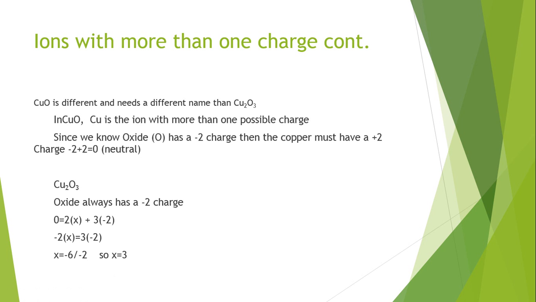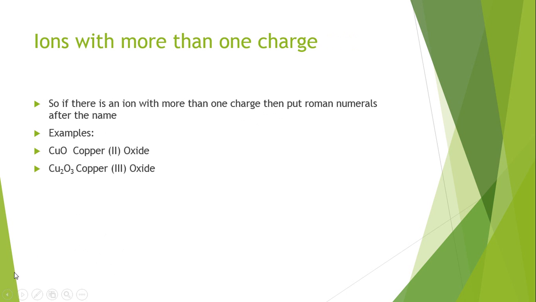So then when we get to the naming on the next sheet, if there is an ion with more than one charge, then put the Roman numerals after the name. So the first one, copper and oxygen, the copper had a charge of 2, so we put copper(II) oxide. The second one, we had copper with a charge of +3, so we put copper(III) oxide. So copper(II) and copper(III) oxide are very different and very distinct, and it's important that we give them names that reflect that so that we know what we're talking about.